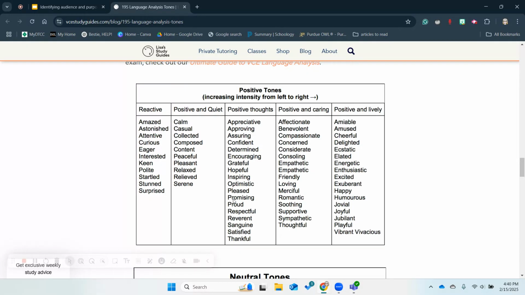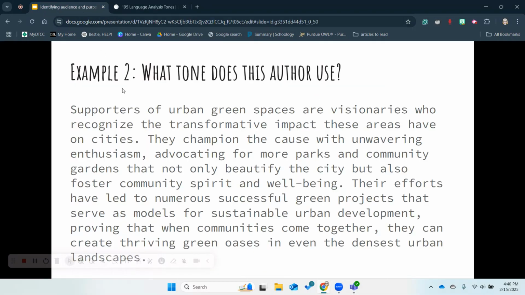Optimistic. Reverent. Supportive was there too. Just because these are in different columns doesn't mean they're all positive words, but we could have supportive in there. Delighted, enthusiastic. I think I heard enthusiastic in there. All right, so let's go back over. Visionaries, yeah. I very much hear optimism, and they even have the word enthusiasm in here. Efforts have led to numerous successes. I think optimistic and admiring come to mind when I look at this one.